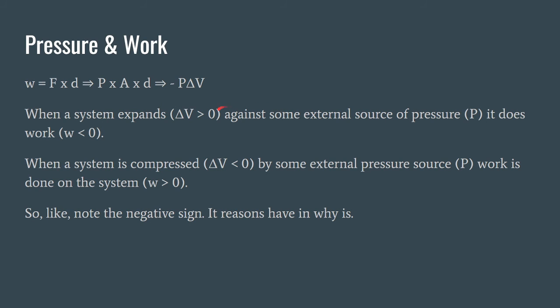So when the system is expanding, it's getting bigger, and delta V is positive. When the system is being compressed, it's getting smaller, and delta V is negative. So in order for P delta V, P times delta V, to match the sign convention that we have set up, where we care about the system, we have to have that negative sign.